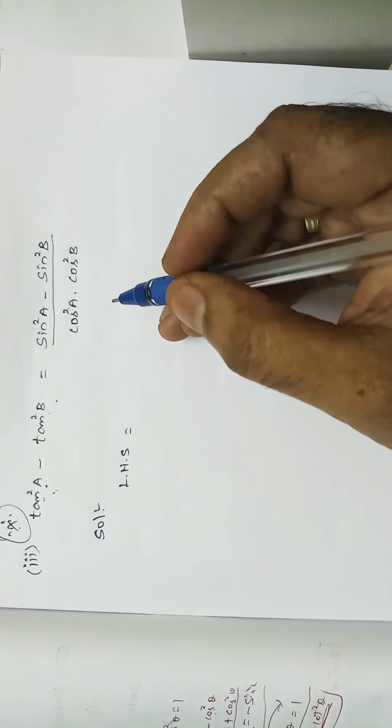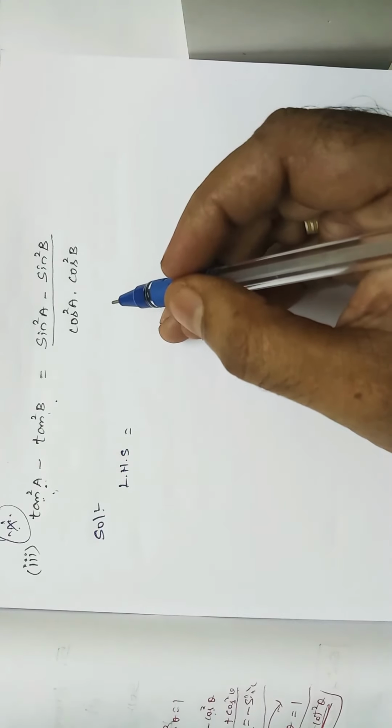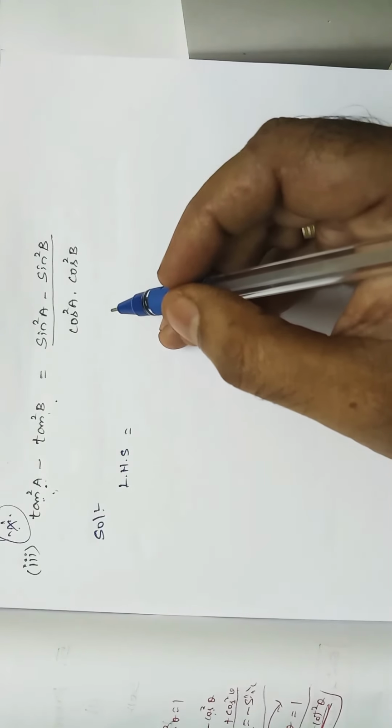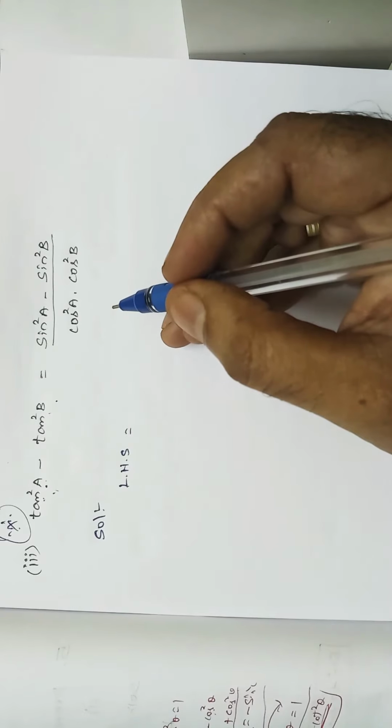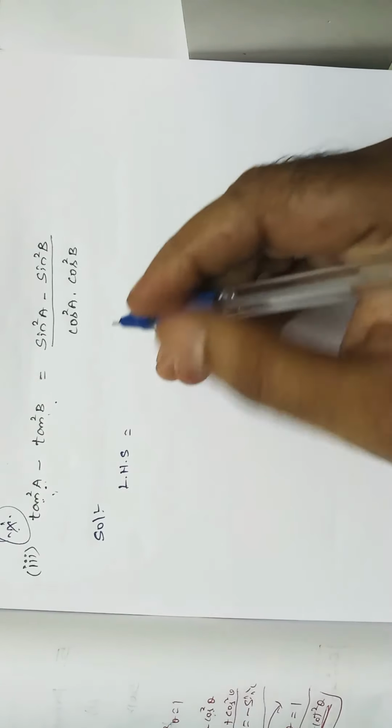Tan B is converted in terms of cot B, or tan B is equal to 1 by cot B, or tan B is equal to sin B by cos B. Likewise only we have to write, right? That's very important. So okay, I'm just taking the LHS.